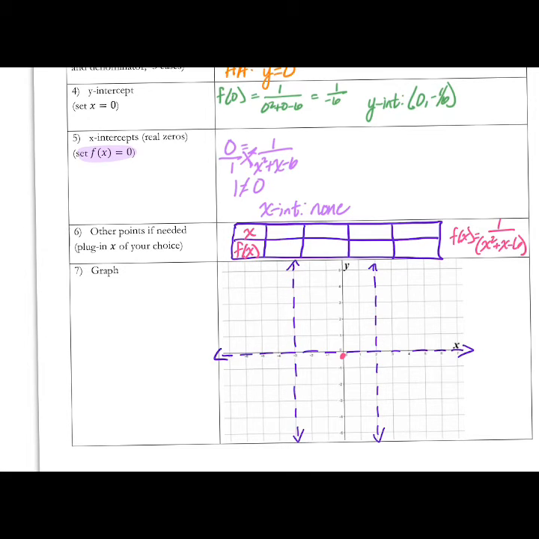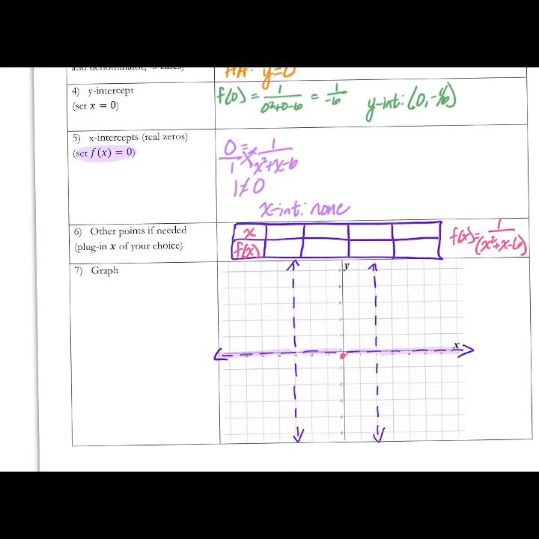So here we go. How do I decide which values to plug in? I need one on this side of my asymptote. I need to know what's happening on this side of my asymptote, on this side of 0 and on this side of 0, and on this side of my asymptote. So I need 4 different points. So I need 4 values.